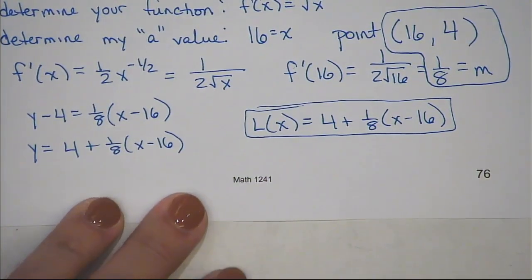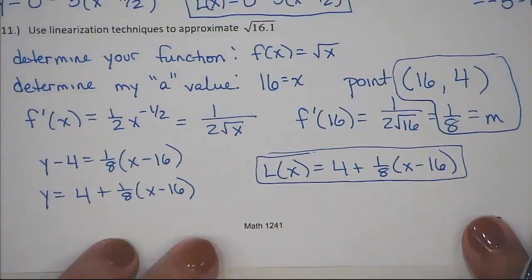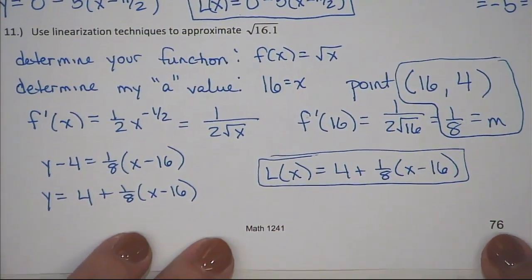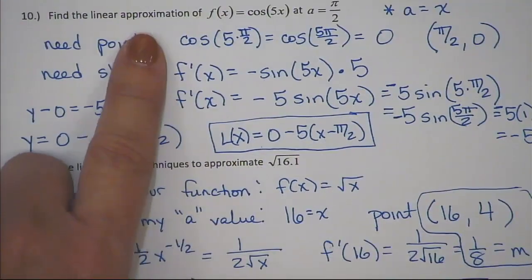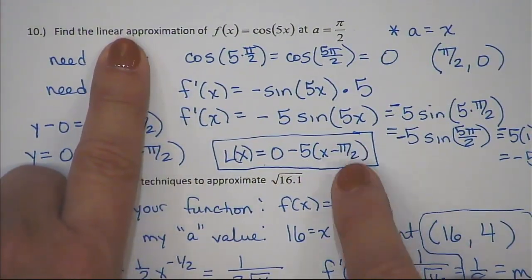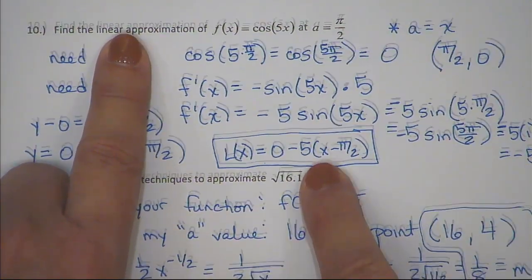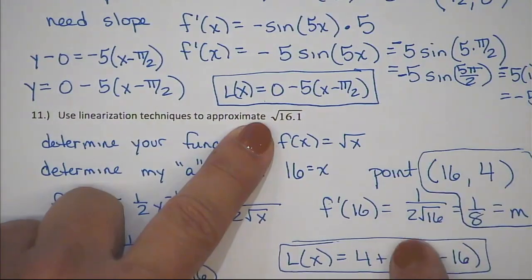So we only plug in when it says use linearization techniques to approximate? Yeah, otherwise if it just says find the linear approximation, that is the formula. That's the equation. If you're going to use it, then you'll plug in your number.